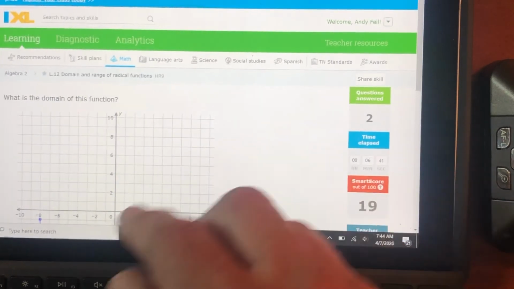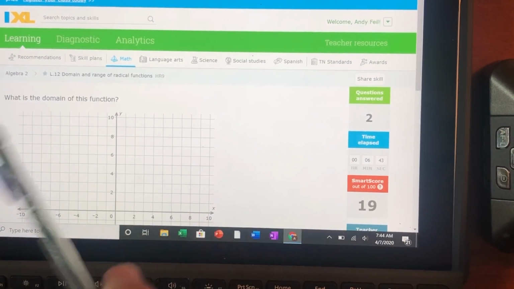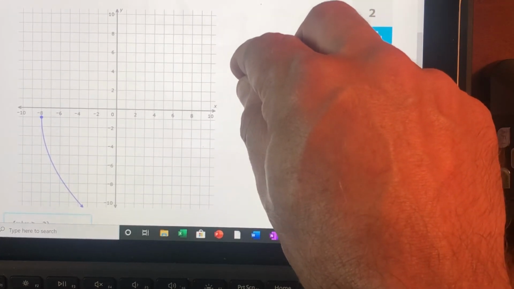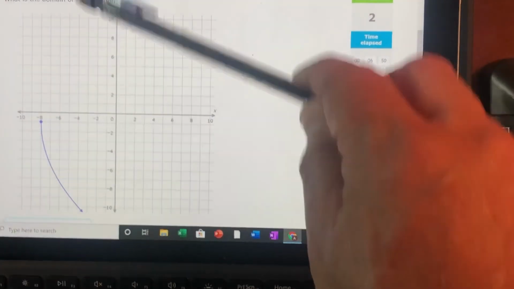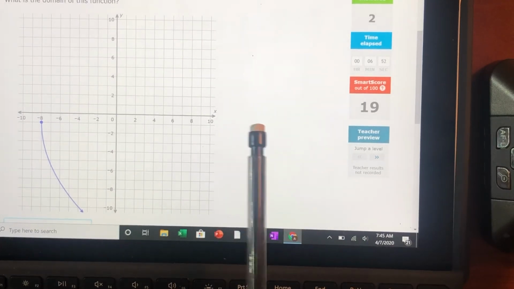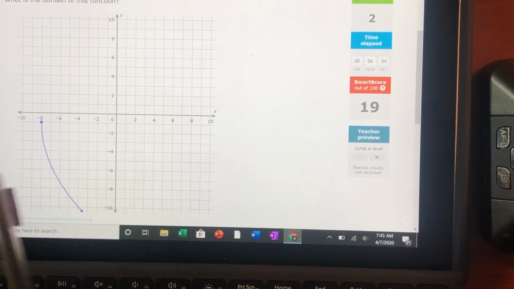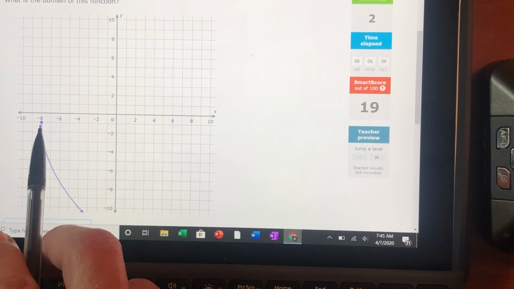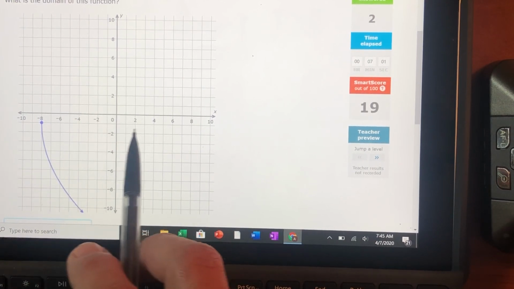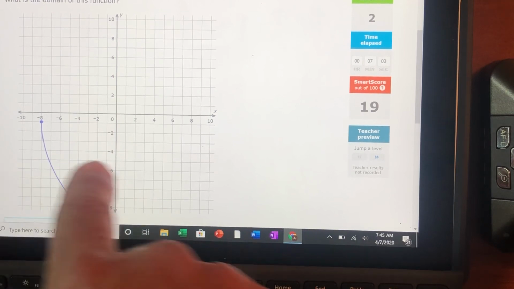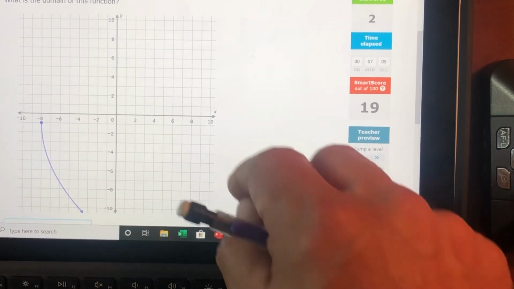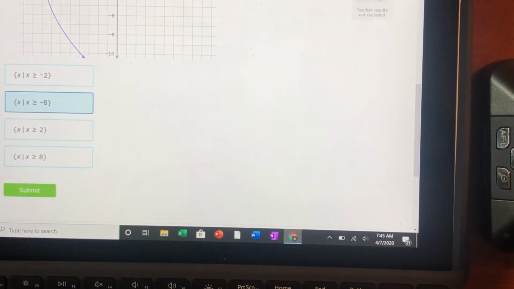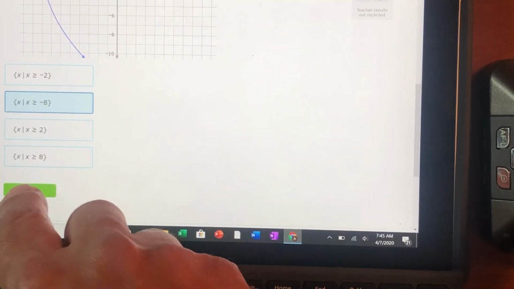Yay. All right, this one says, what is the domain of this function? Again, domain is left and right. So forget about up and down. Just think about left and right. As you're going from left to right, where do we start? Well, it looks like we're starting right at -8, and then it goes to the right. So that means that x is going to be greater than or equal to -8. There it is.